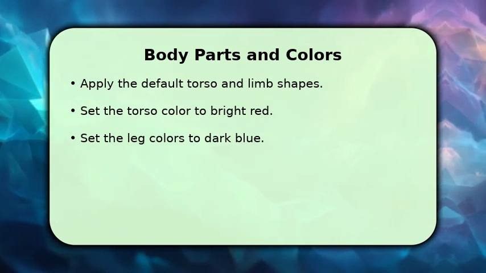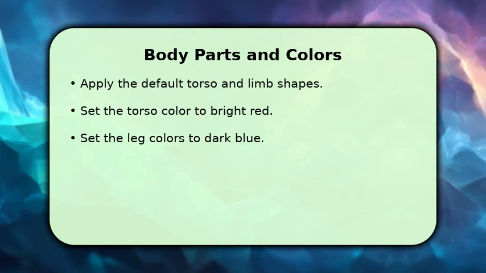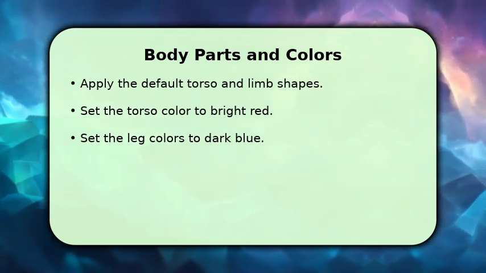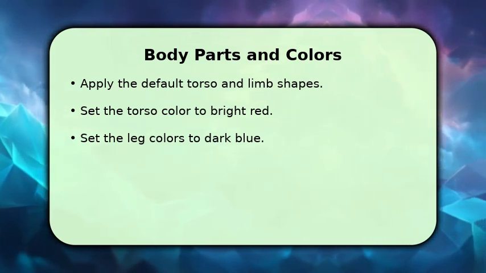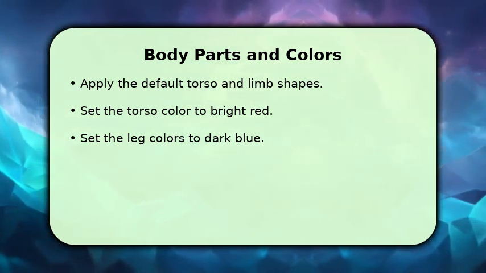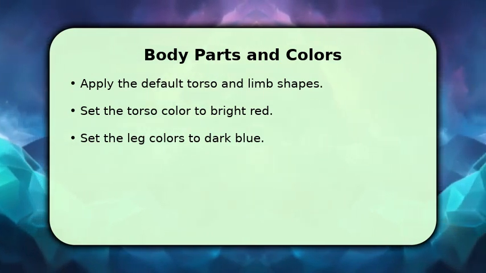For the colors, set your avatar's torso to a bright red. Then, change both legs to a dark blue shade. Finally, make sure both arms are set to a light blue color. These specific color combinations are crucial for replicating the original bacon skin appearance.